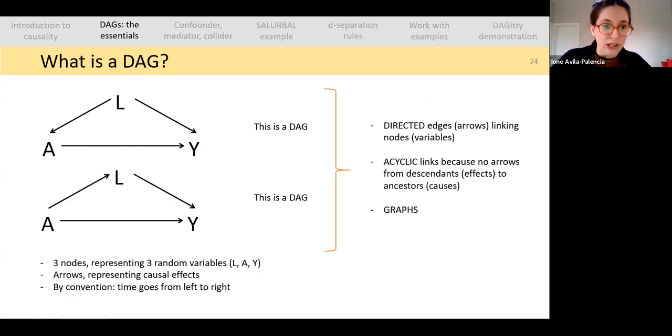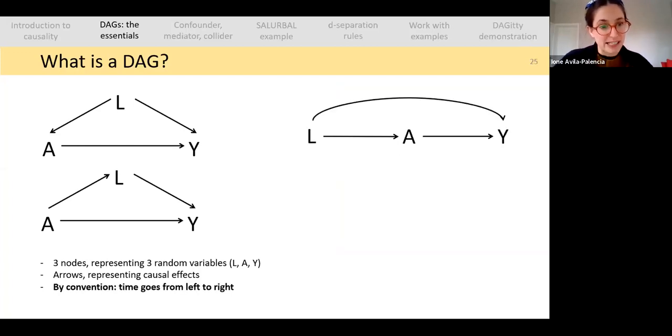Those have 3 nodes, 3 random variables, and arrows. And then there's a concept that maybe is not always used, but the idea that by convention, time goes from left to right. So DAGs can be represented in different ways. You can see them represented like this on the left, but you can also see this kind of representation on the right, which really takes into account the idea that time goes from left to right. And in this kind of representation, you can see that all the arrows go from left to right.